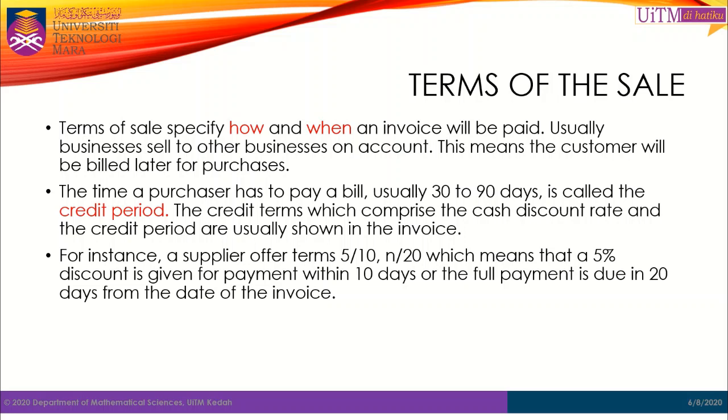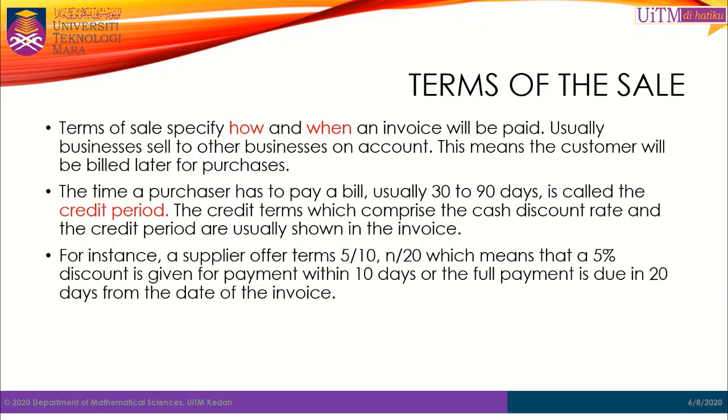The time a purchaser has to pay a bill is usually between 30 and 90 days. Sometimes you have 30 days, sometimes up to 90 days. This is called the credit period. The credit period is the duration given by the manufacturer to the purchaser for making the payment. It depends.